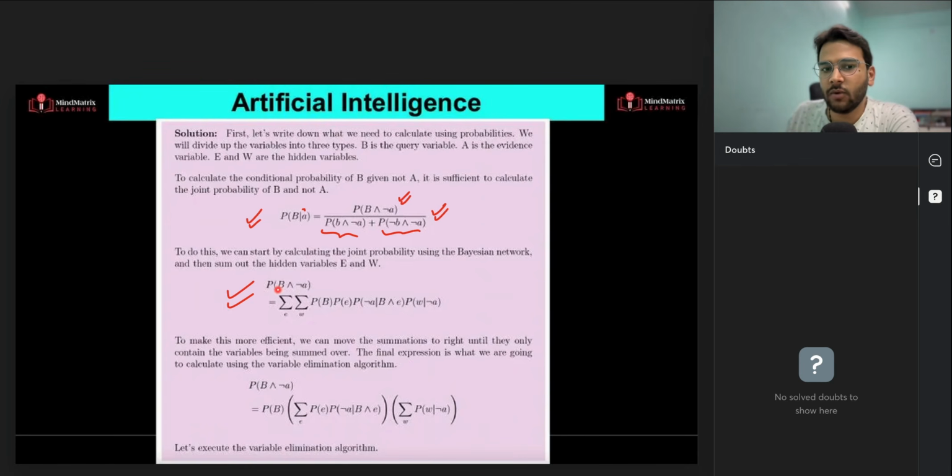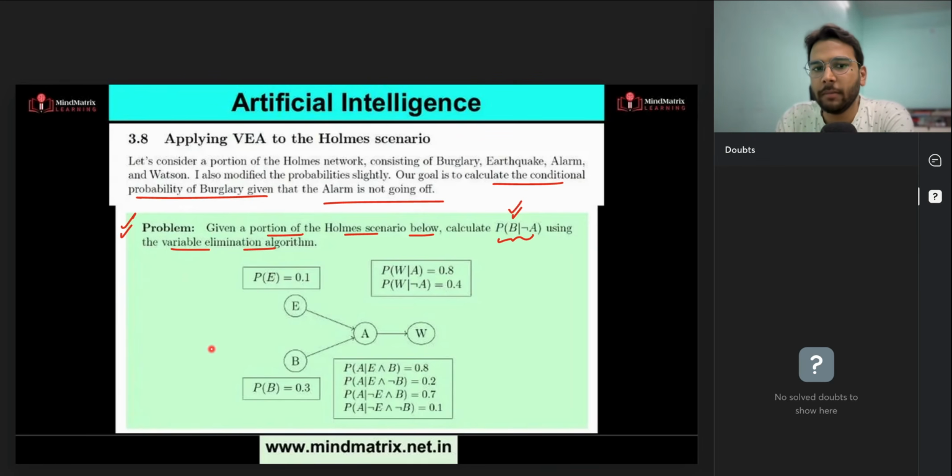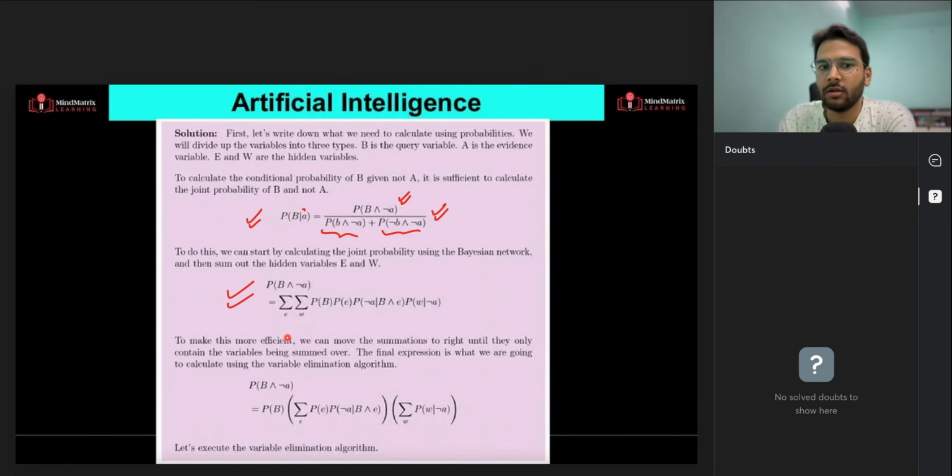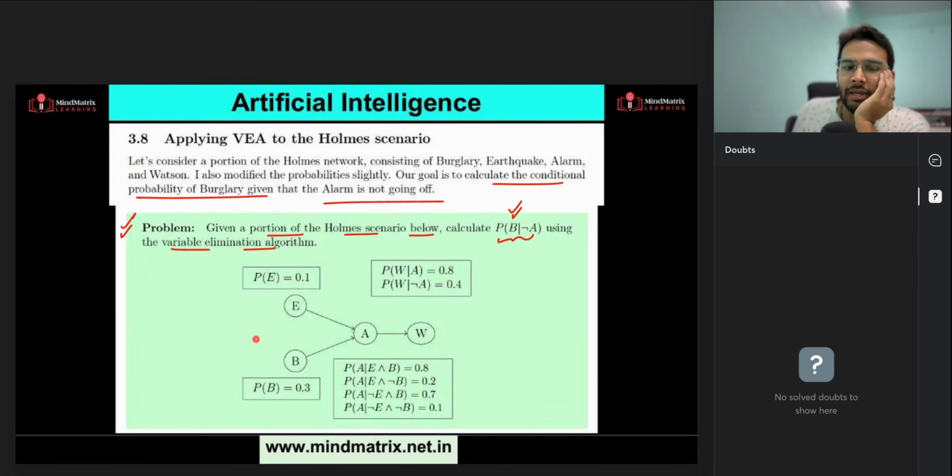Carefully see this now, how we are applying this variable elimination algorithm further. B and not of A. Now, what are the hidden variables here? If you carefully see the Bayesian network, B and A are there, E and W are not there. So E and W are the hidden variables that we have. And for those hidden variables only, you are going to sum up, right? So summation over E, summation over W, and this thing you can all easily write using the Bayesian network. We know this, right? Probability of B into probability of E into probability of A given B and E into probability of W given A.